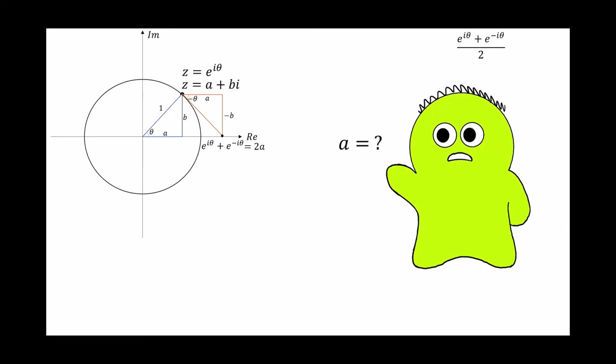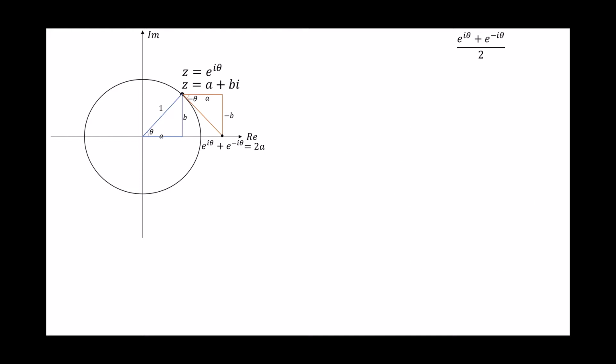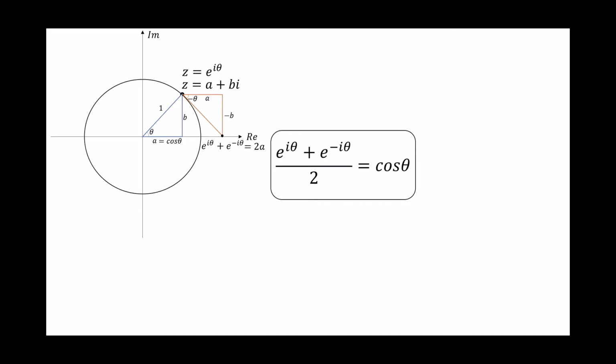Well, if we look at the blue triangle, we see that a over 1 is cosine theta, and that shows e to the i theta plus e to the negative i theta divided by 2 must necessarily equal cosine of theta.